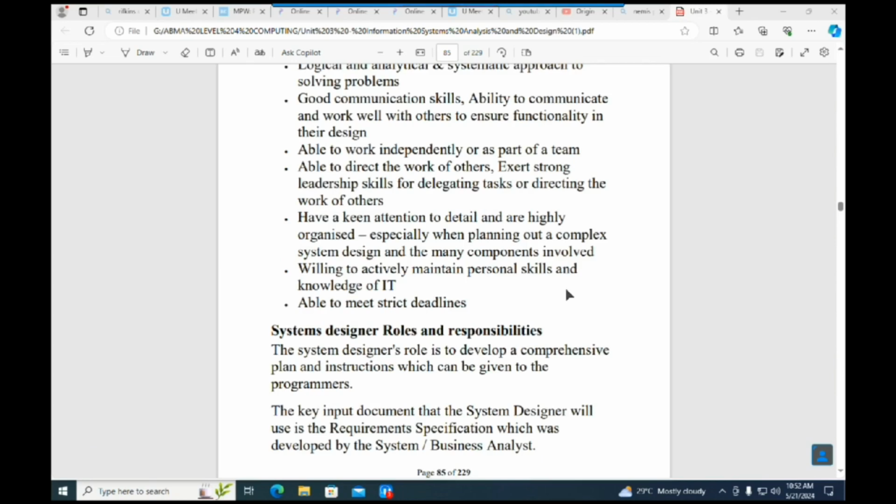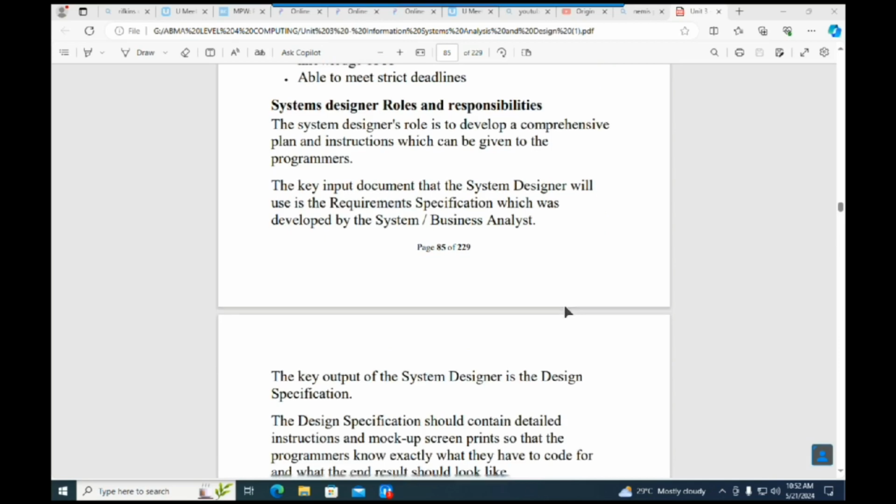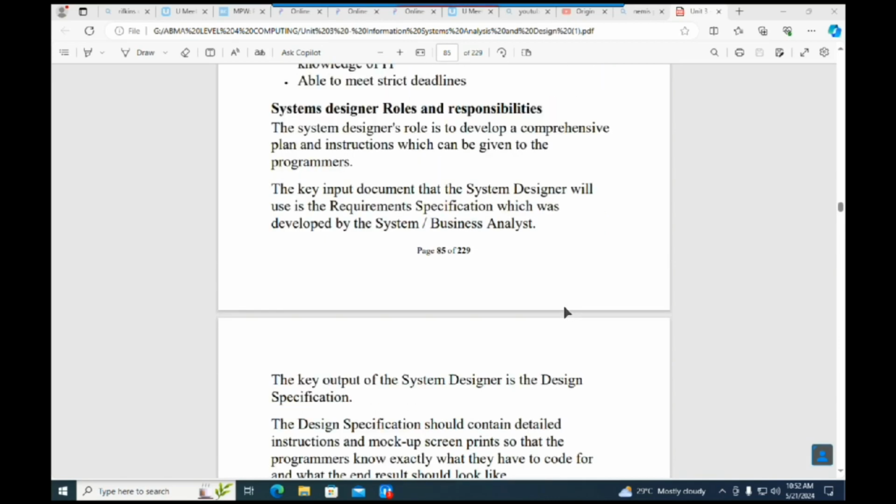Now, it will be someone who has keen attention to detail and also someone that is highly organized, because when planning out a complex system design, we have many components that are involved. Then the person needs to be more organized in that case. Again, should be someone who is willing to maintain personal skills and the knowledge of IT. And when it comes to deadlines, then should be somebody who is able to meet even the strictest deadlines. So the roles and responsibility of the system designer, the key role is to make sure that he has come up with a comprehensive plan and instructions that can be implemented by the programmers.